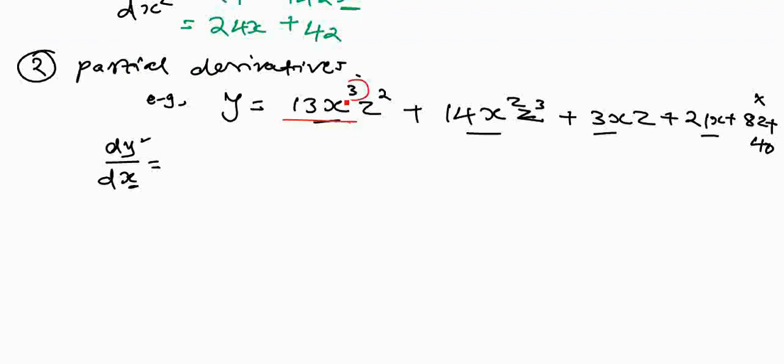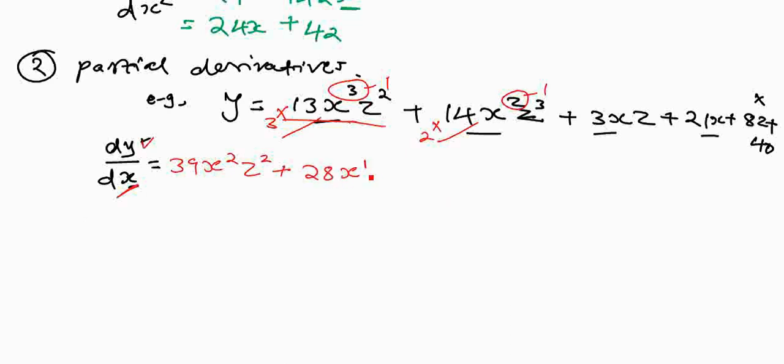So for this x, that power 3 we multiply at the back, then we minus 1. So what will the answer be? 39. 3 times 13 is 39. So dy dx will be 39x power 2, 3 minus 1 is 2. Then that z, since we differentiate y when there is x, that z squared we assume is a constant. So we leave it. So it just remains z squared. Plus we come here. This 2 we multiply at the back, then minus 1. So that 2 times 14 will give us how much? 28. So 28x power 1, that is like 2x.